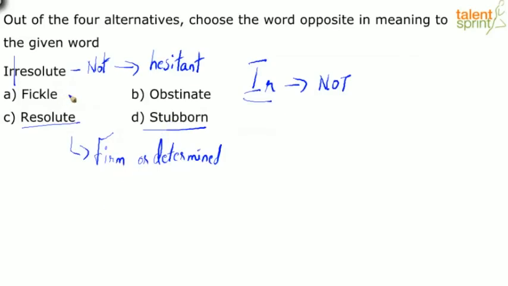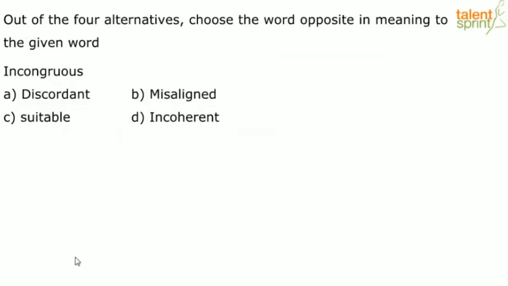Fickle, in fact, is a synonym of irresolute. Somebody who's fickle is again easily changeable, erratic, unstable. Right? So let's not dwell on this question and arrive at an answer, because I feel the options here are incorrect if you ask me. So hopefully you will not come across questions like this in the exam. This could be just a one-off situation. But let's move on. The next one, incongruous.